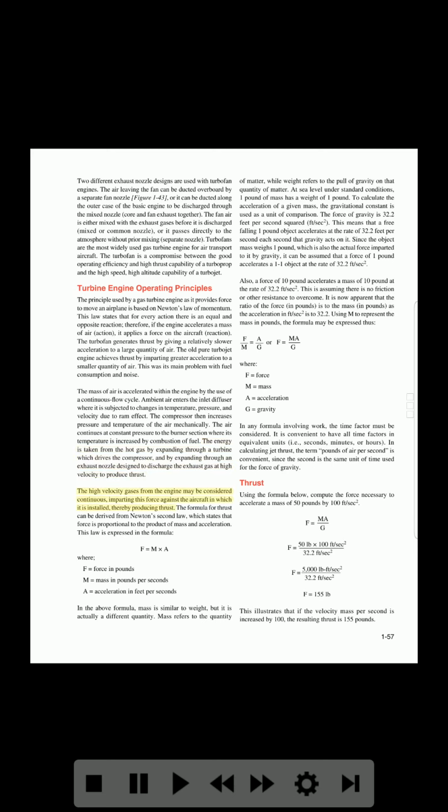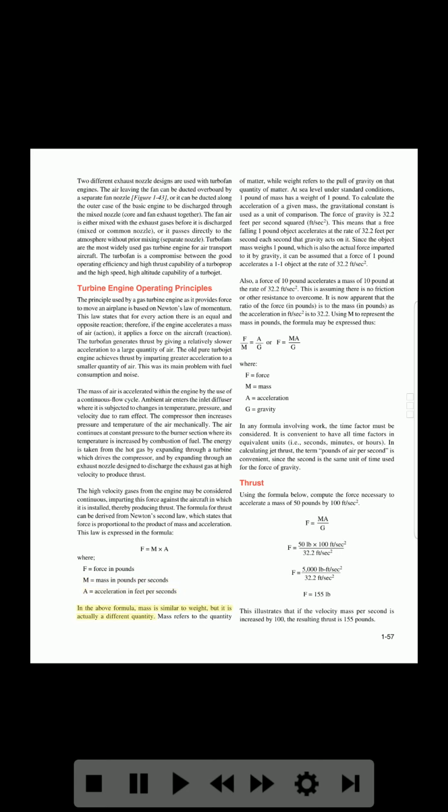The high-velocity gases from the engine may be considered continuous, imparting this force against the aircraft in which it is installed, thereby producing thrust. The formula for thrust can be derived from Newton's second law, which states that force is proportional to the product of mass and acceleration. This law is expressed in the formula F = m × a, where F equals force in pounds, m equals mass in pounds per second, and a equals acceleration in feet per second squared.